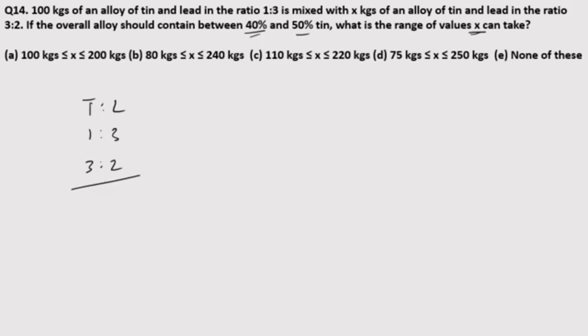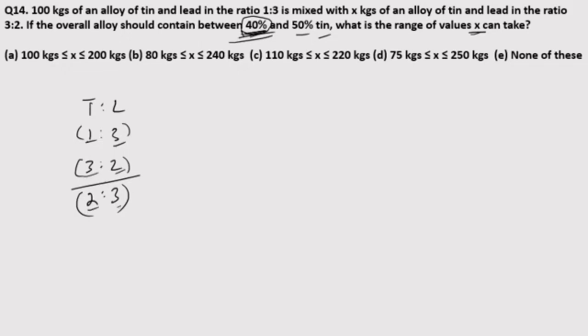So when overall is 40% tin, I am taking the first case, the minimum case. If 40% is tin, 60% has to be lead, so the ratio has to be 2:3. Now we'll have to find in what ratio they are mixed. Basically I am applying alligation, the shortcut way. I have already done it in the previous videos, kindly check that. So this is 1 plus 3, 4 units. This is 3 plus 2, 5 units.